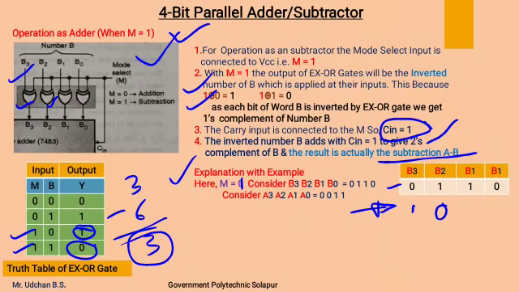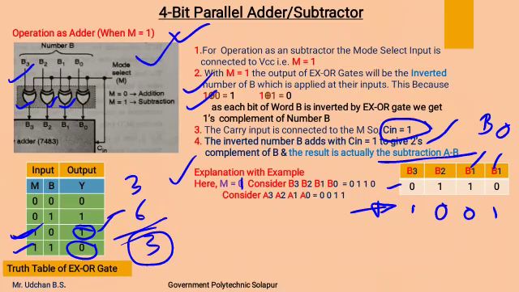Now next B1 is 1 for this third XOR gate, and another input is also 1. So 1 1 will give you 0 again. Now last B0, this is also B0, by mistake it is written as B1. B0 is 0 and another input M is 1. So for 1 0 we will get 1. So we will get the output of XOR gate as 1 0 0 1.